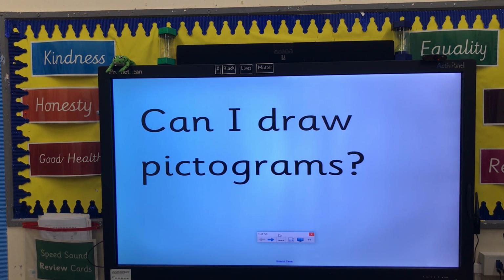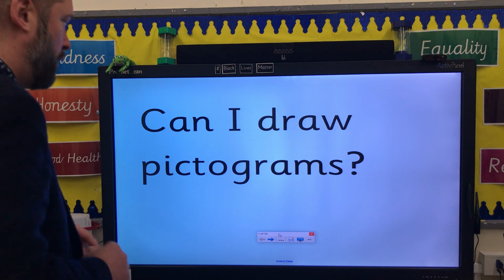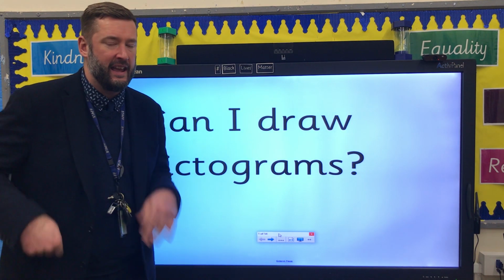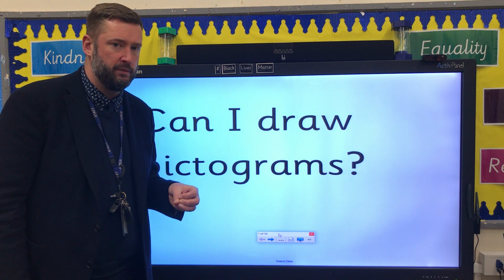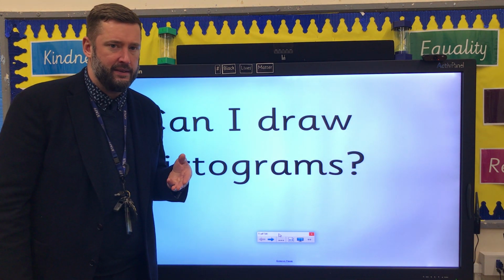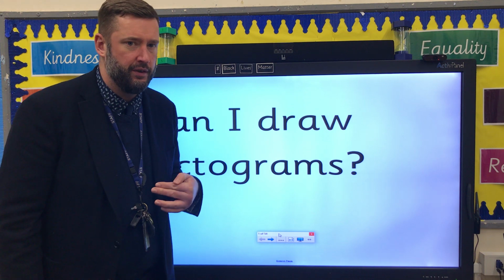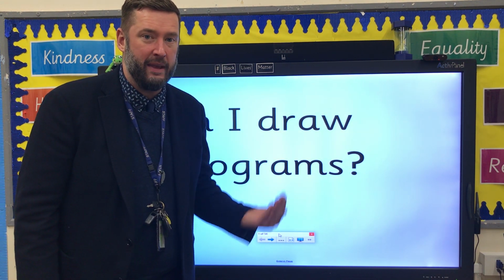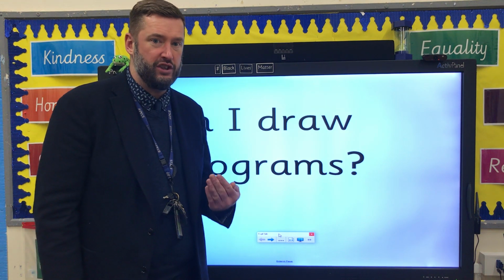So our learning question is, can I draw pictograms? Now we've had this learning question before, but today there's an increased challenge. Do you know what a pictogram is? Can you tell me? A pictogram is a picture that shows us information. Well done.